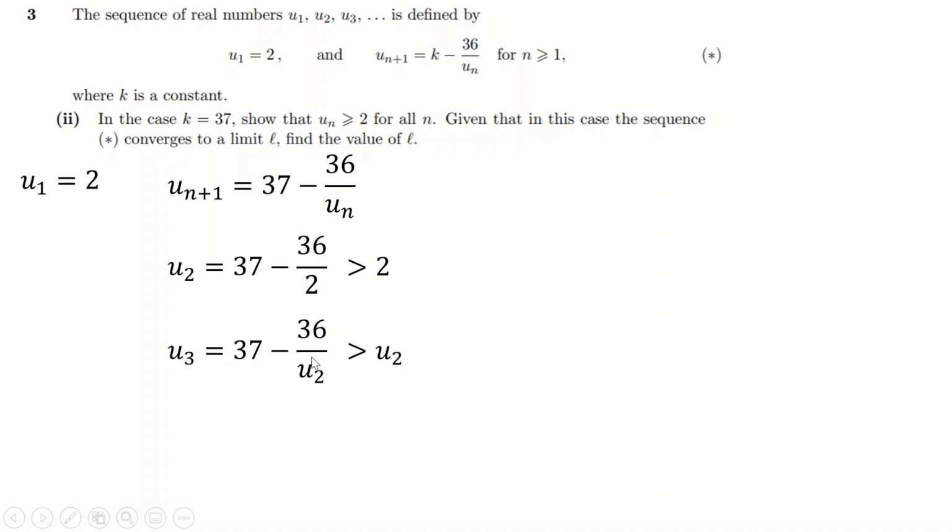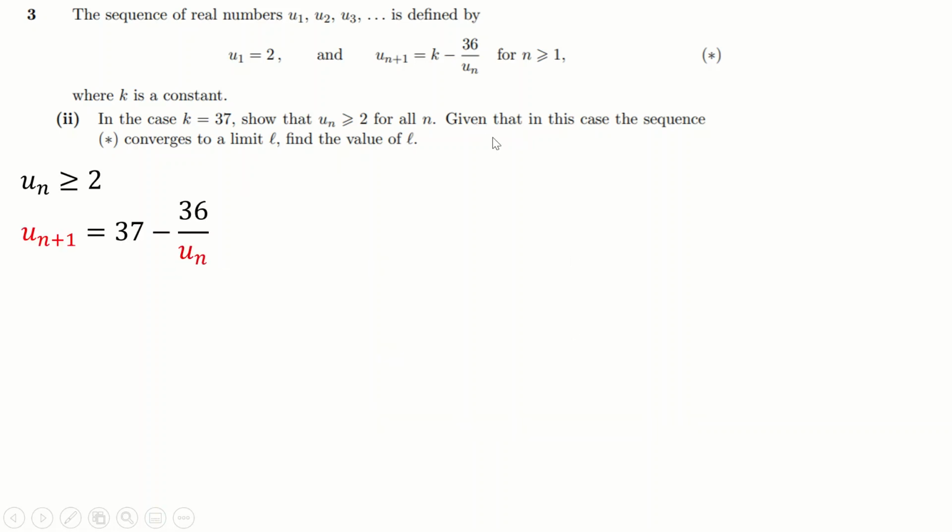So let me repeat that. u2 is bigger than 2, which means this fraction is smaller than this fraction. When I take away something smaller, I end up with something bigger in total. So I know u3 must be bigger than u2. But I know u2 is bigger than 2. So u2 is bigger than 2, u3 is bigger than u2, which means I can just repeat the argument forever. I can now say u4 is bigger, u5 is bigger, and so on and so on. So I can just repeat that argument forever. Okay, next part of the question.